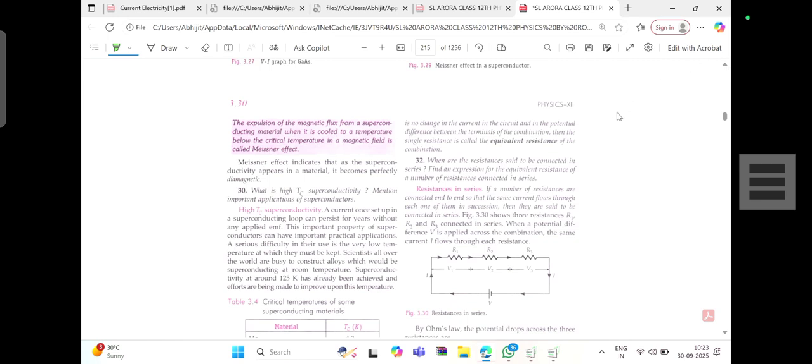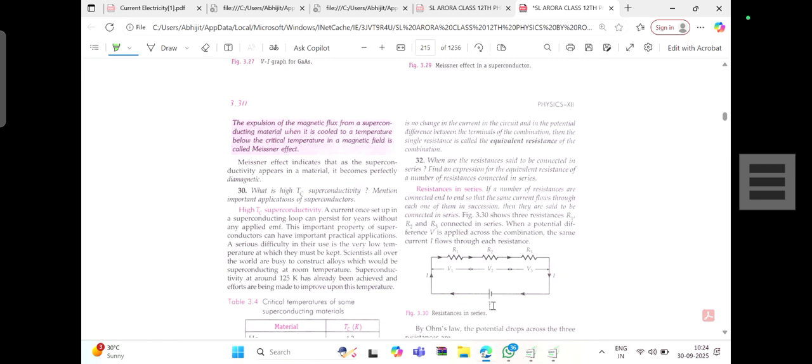Suppose there are three resistances here. That combination of resistances is called a series combination of resistances. A battery is connected to create a circuit, and from here a current I is flowing. The equal current is flowing through each resistance, and the current goes back to the negative terminal. That is the positive terminal of the battery, and that is the negative terminal of the battery.